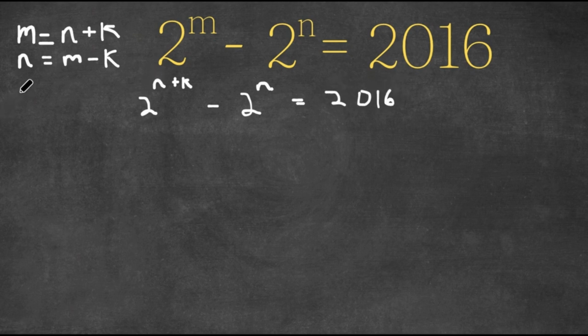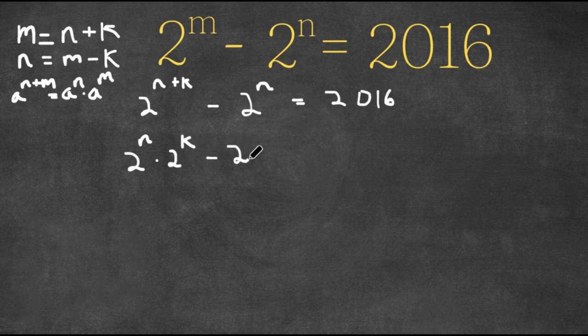Now, if we have something in the form a to the power of n plus m, this can also be written as a to the power of n times a to the power of m. So 2 to the power of n plus k can be written as 2 to the power of n times 2 to the power of k. And we are still subtracting 2 to the power of n, and this is equal to 2016.